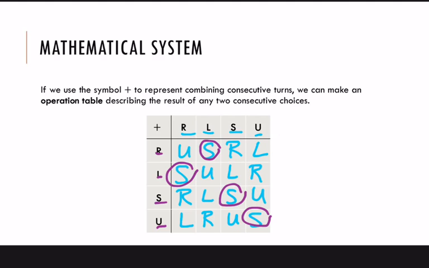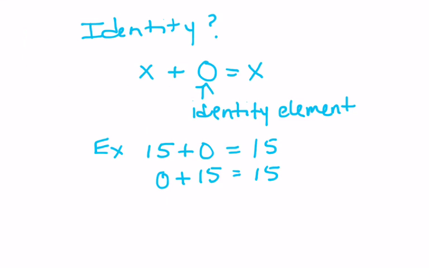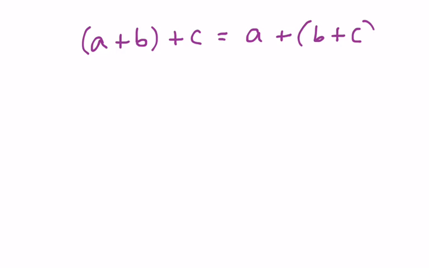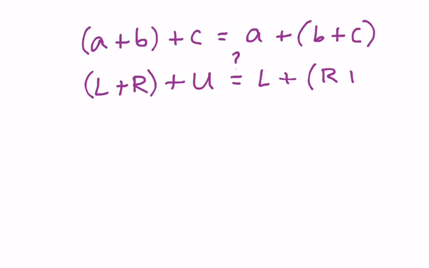Okay, so let's check this. Remember, for real numbers, the associative property says that adding 2 numbers first and then adding a third is the same as if you regroup this and add the second 2 numbers first. All right, so for our system, we could check something like left plus right plus U. And then we want to see, is that the same thing as a left turn plus whatever we get if we've already combined a right turn plus a U-turn. Okay, so you're changing the parentheses, but not the order of the elements.